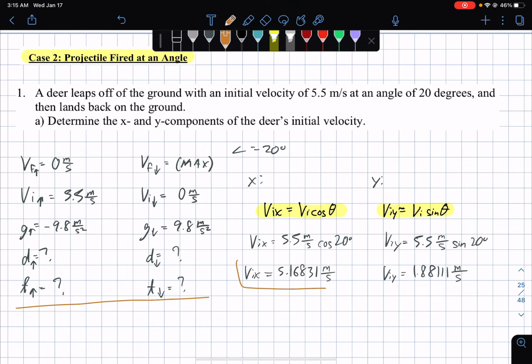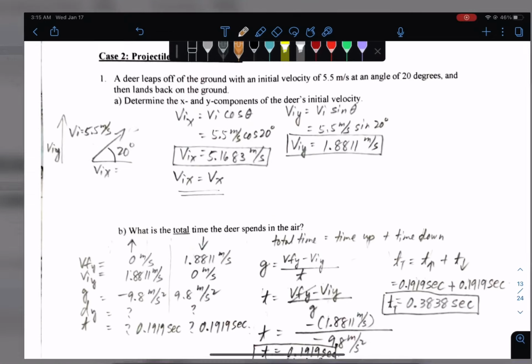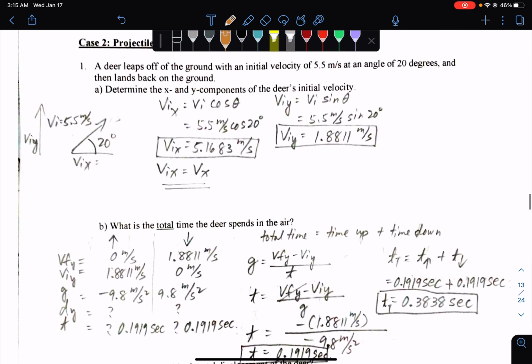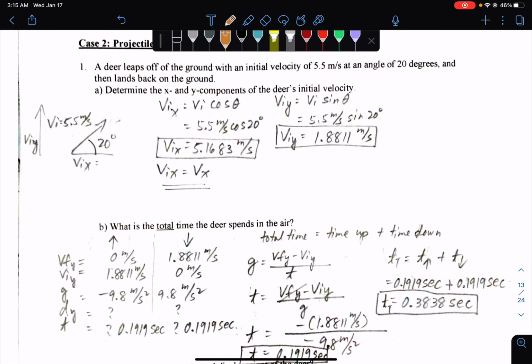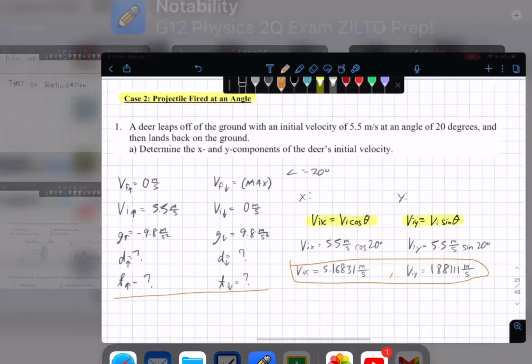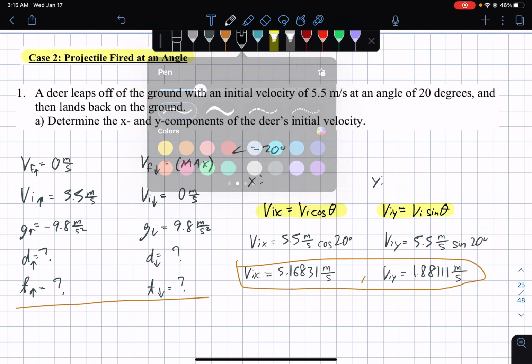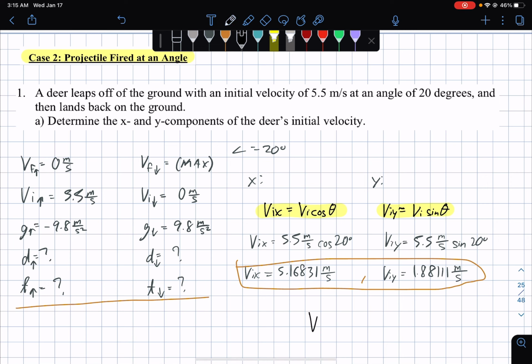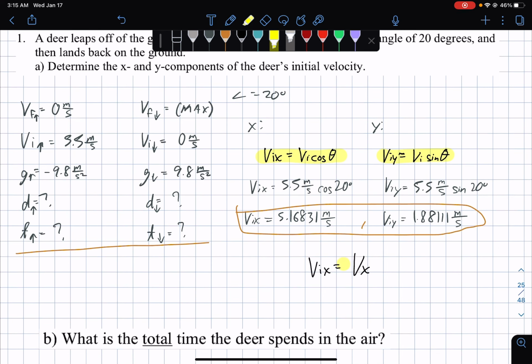Okay, so these are the x and y components: 5.16 and 1.88. Okay, good. Yeah, I think this is another formula. It's not exactly a formula, but it's important to know that Vix is equal to Vx. I'm not sure what the limit for that is, like, in what scenarios is it applicable?